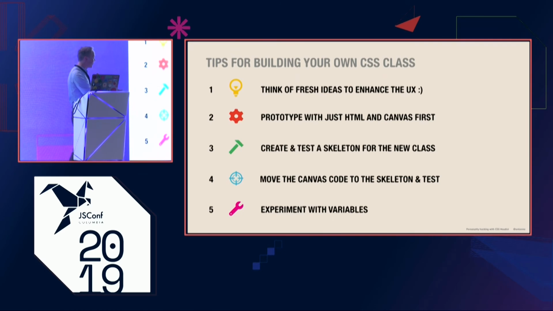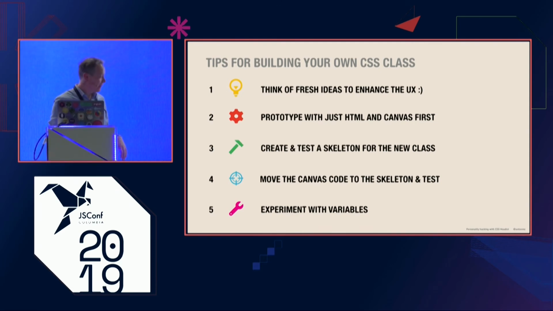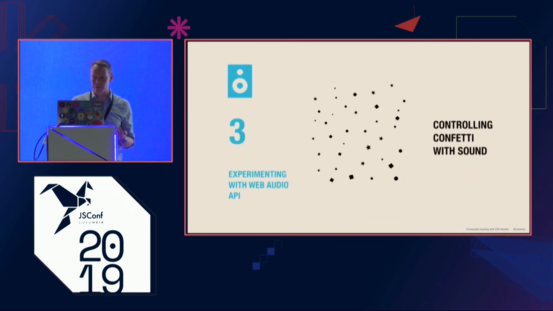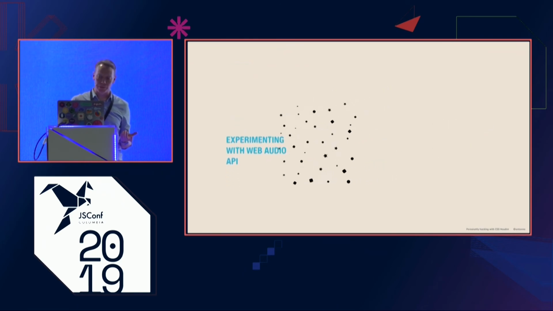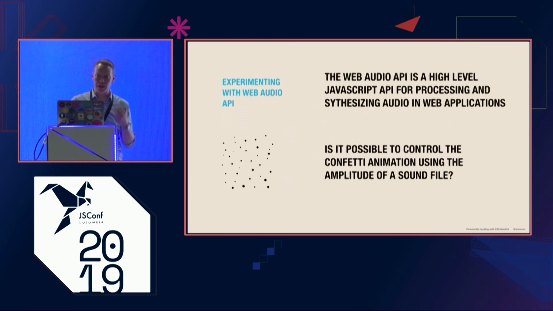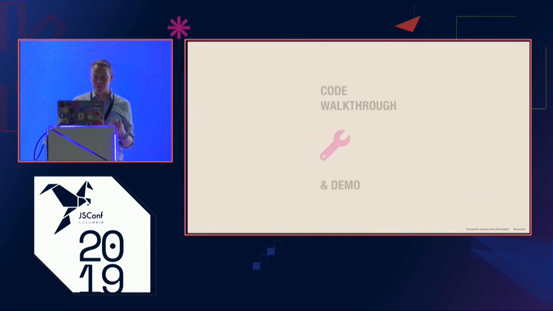Then create your test skeleton for the new class. You can follow the rules in the slide before this. Then move your canvas code into the skeleton and experiment how you like with the different variables in there. The final part was, how can we influence the confetti with sound? The web API lets you play with web audio and get measurements of amplitude and frequency and things within there. So this bit is super experimental.